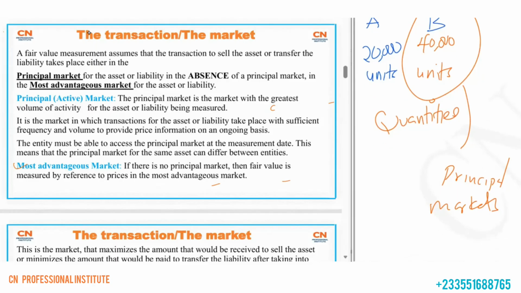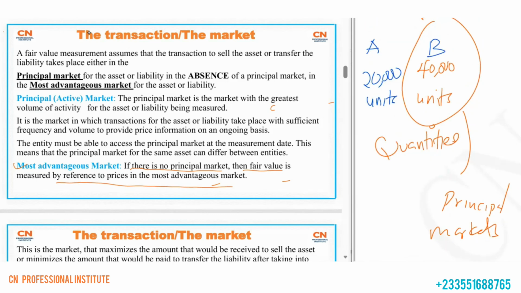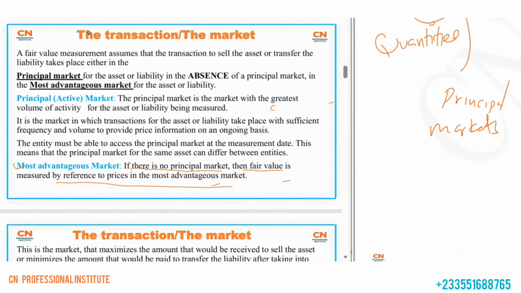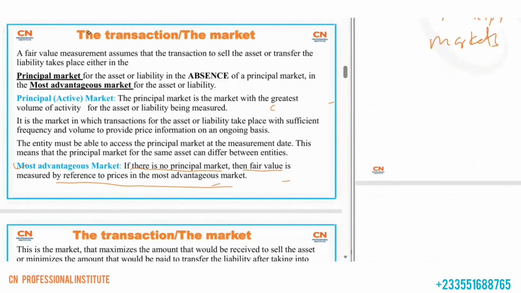Then we have the second one, the most advantageous market. If there's no principal market, then the fair value is measured by reference to the most advantageous market. I told you the standard says we should only use the principal market. It's when there's no principal market that we go and use the most advantageous market.